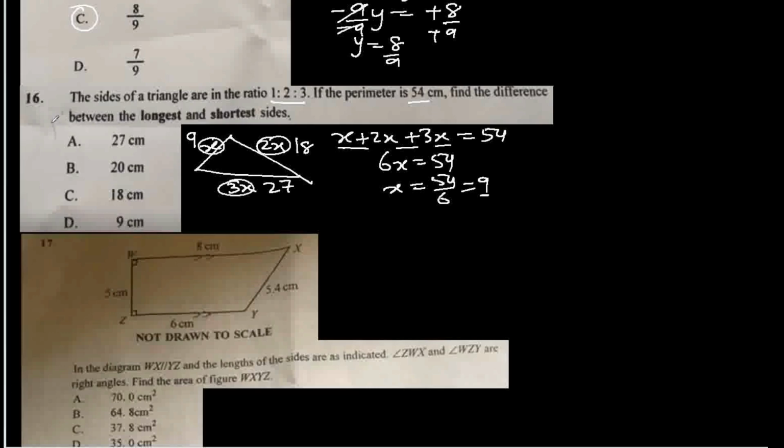Question is, find the difference between the longest and the shortest side. Longest is 27, shortest is 9. Difference between them is 18. C. Okay.